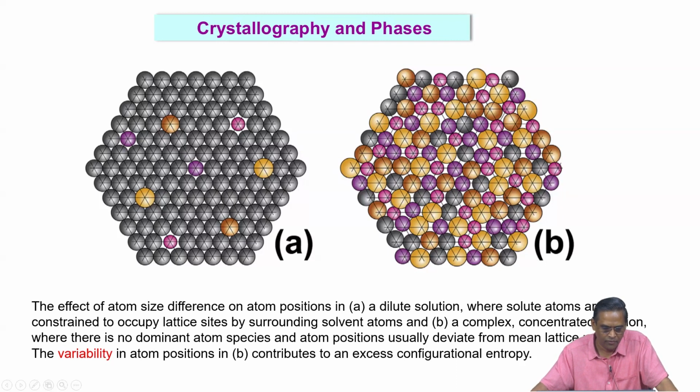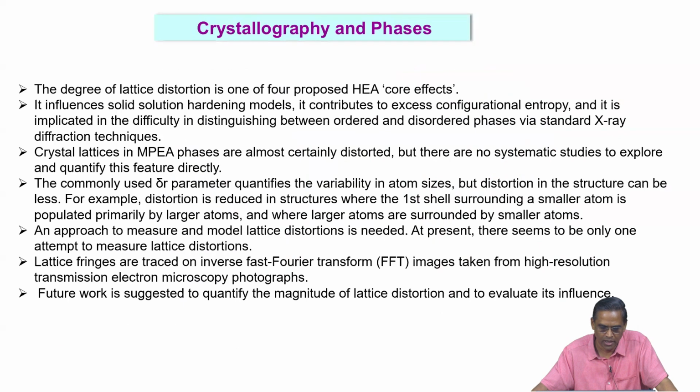The degree of lattice distortion is one of the 4 proposed high entropy alloy core effects. I would say this is the most important effect of high entropy alloy, which is supported by almost everybody, and everybody looks at the effect of this. There is no contradiction. It influences solid solution hardening models, and it contributes to excess configurational entropy, and it is implicated in the difficulty in distinguishing between ordered and disordered phases via X-ray standard diffraction techniques.